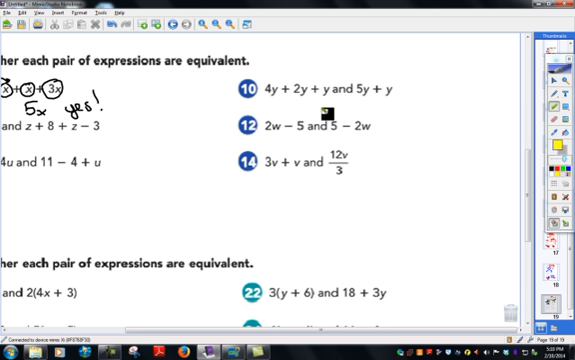Here, we got to combine like terms. Those are all like because they're all y's. There's a like term, there's a like term, there's a like term. And then those two are like each other. So I have 4 yo-yos, I'm adding 2 yo-yos and 1 yo-yo. That means I have 7y over here. And over here I have 5 yo-yos and I'm adding 1. That gives me 6. Are those equivalent? Absolutely not.